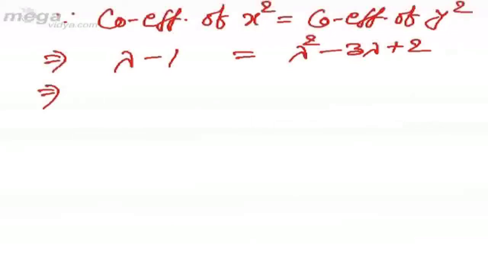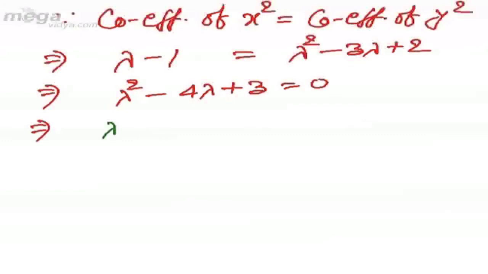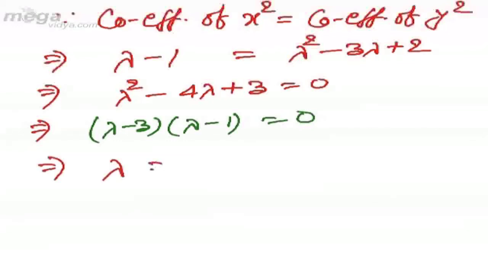Now we will transfer lambda minus 1 to the right side. It becomes lambda square minus 4 lambda plus 3 is equal to 0. Now using the factorization method, we will factorize it and you will get here lambda minus 3 into lambda minus 1 is equal to 0. So we'll get here lambda equal to 3 or lambda is equal to 1.